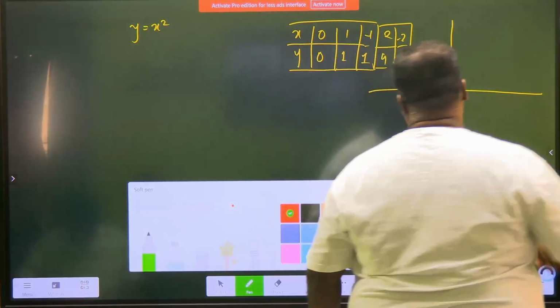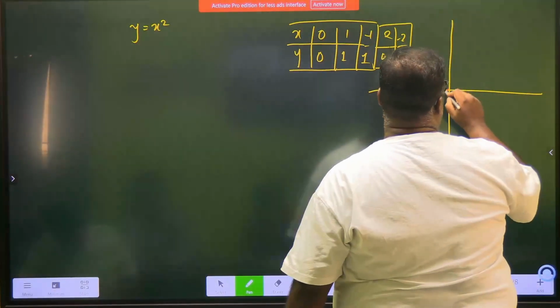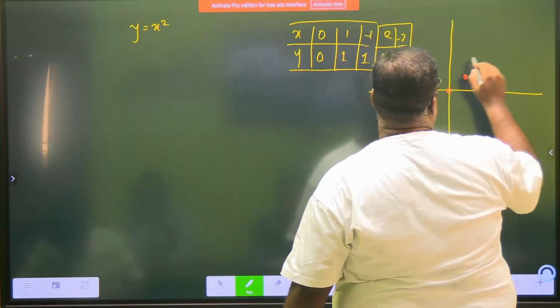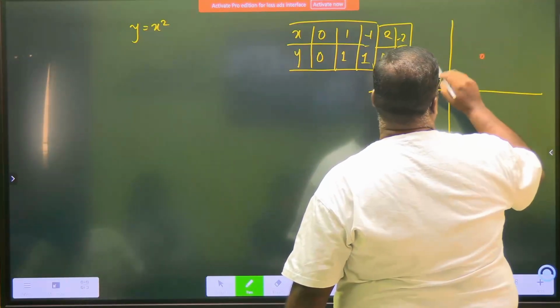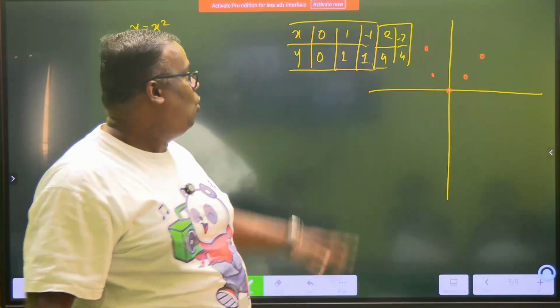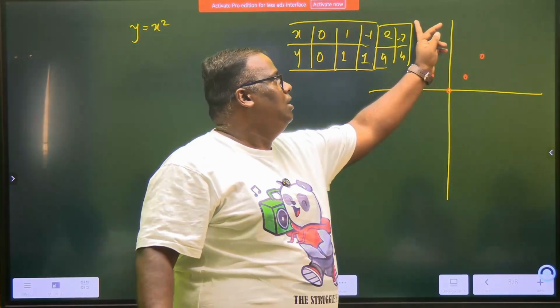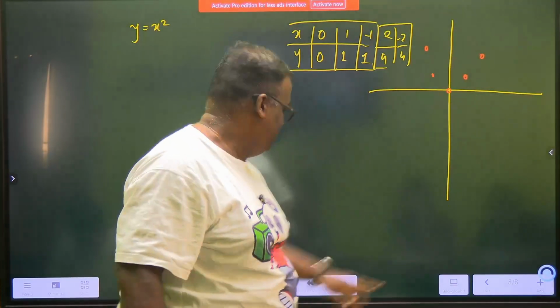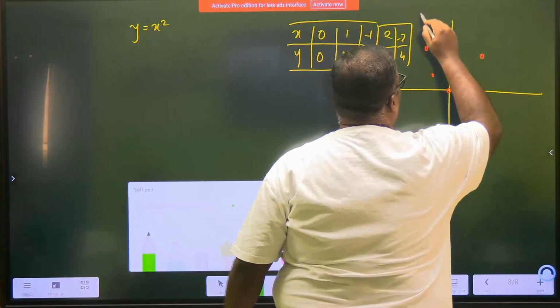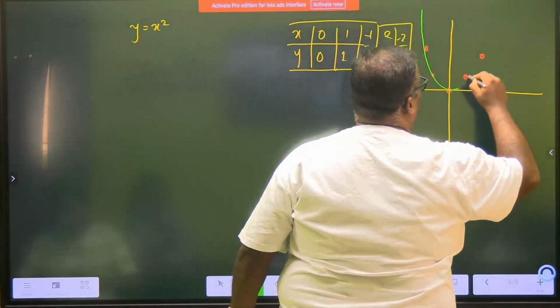4. Do you agree? So let's plot these points first. Okay, let's see what is the nature we are getting. On 0, 0. On 1 you get 1. On minus 1 also you get 1. On 2 you get 4. On minus 2 also you get 4. Correct? On minus 3 you will get 9. On plus 3 also you will get 9. By now I think you have decoded that the graph will be taking a shape like this.